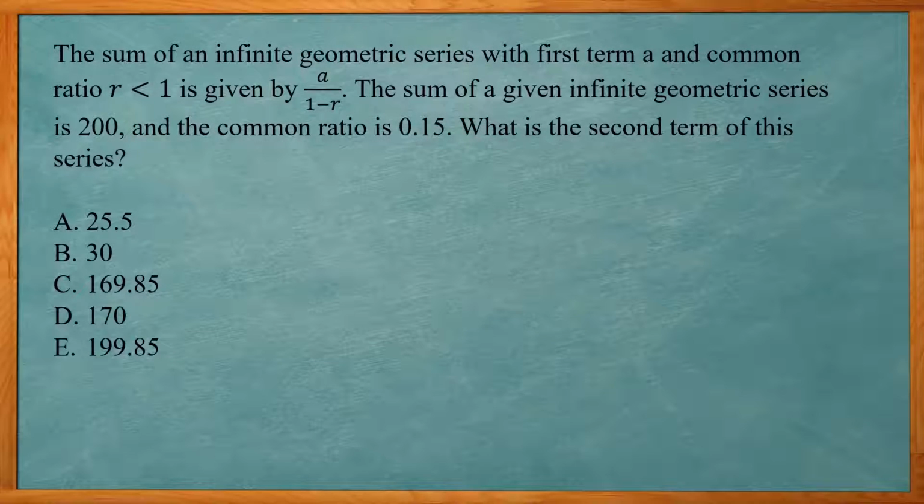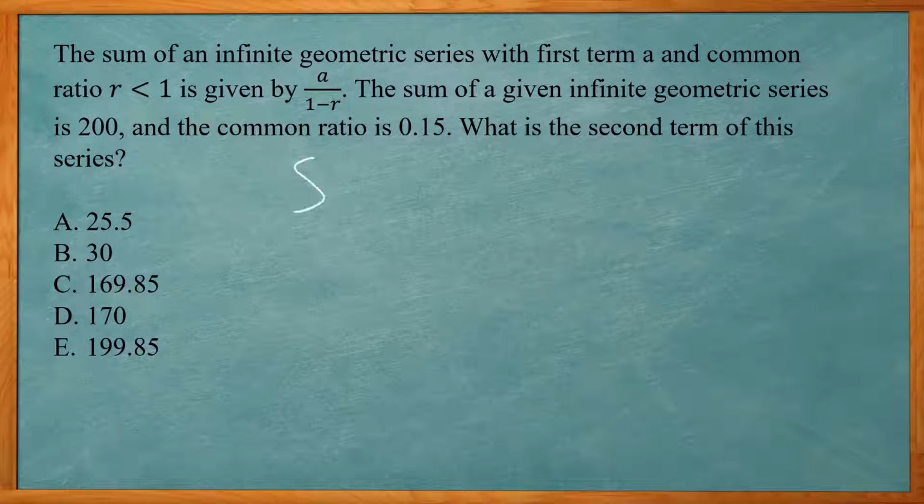Now this is an example ACT problem you would find. Here they give you the equation for the summation, a over 1 minus r. This is dealing with an infinite geometric series. So it says the sum of an infinite geometric series with first term a and common ratio r less than 1 is given by a over 1 minus r. The sum of a given infinite geometric series is 200 and the common ratio is 0.15. What is the second term in this series?